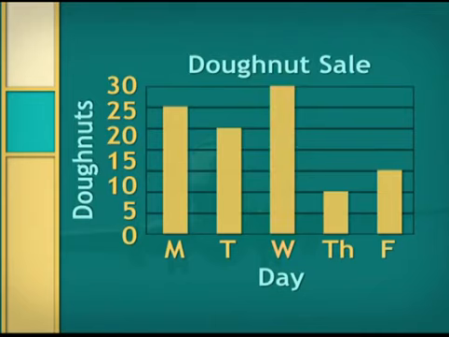Now, on what day were the fewest donuts sold? Well, that's Thursday, the smallest bar. It only goes to 10.